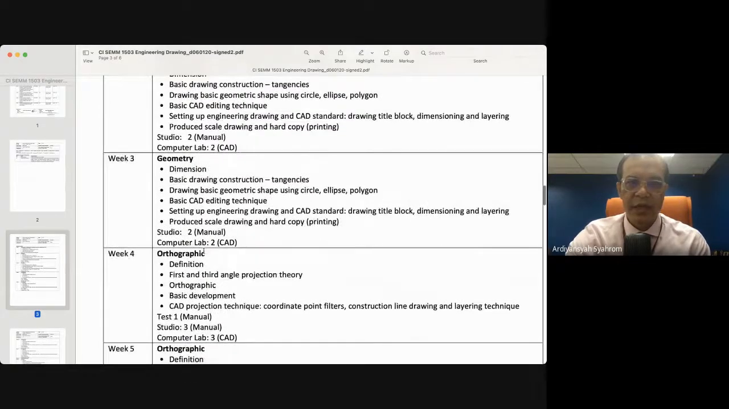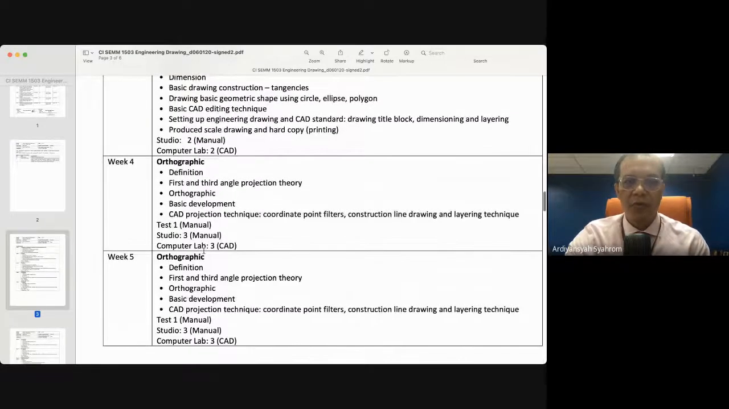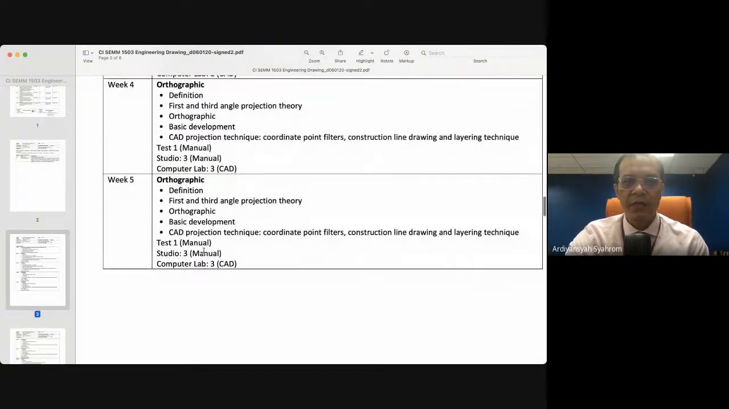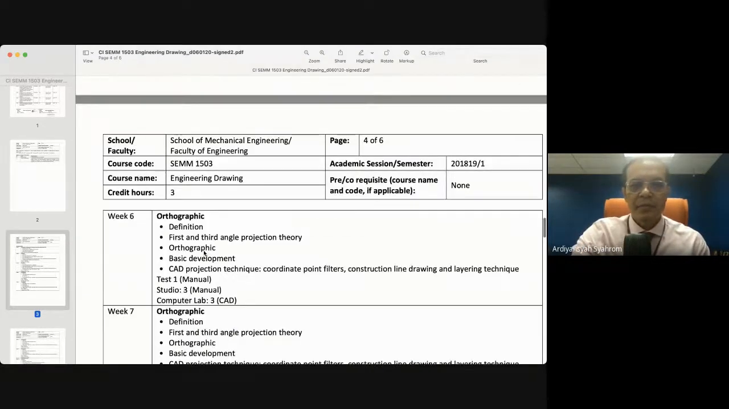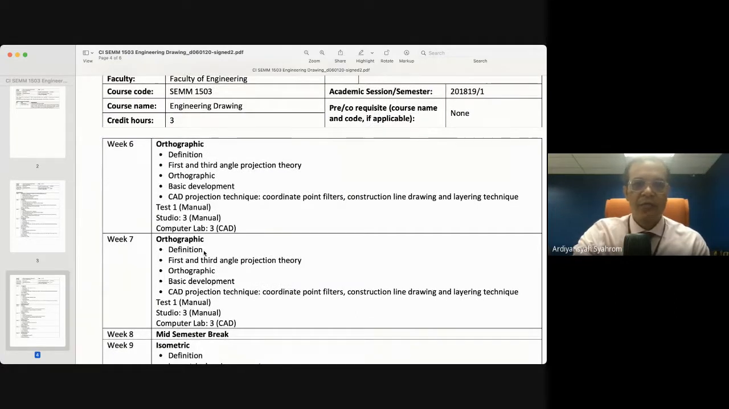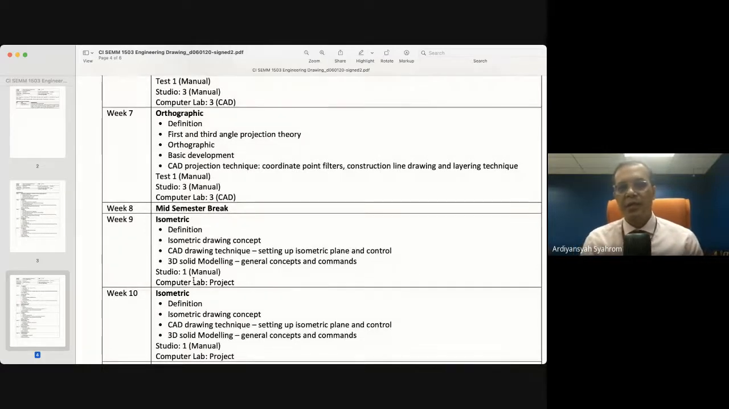And in week three, we continue the study on geometry. And week four, we have the orthographic. Week five, still continue with the orthographic, because orthographic is like the main part of our study. That is a lot. That is time for you to understand engineering drawing. Week six still orthographic, and week seven also orthographic. After that, week eight, we have the mid-sem break.